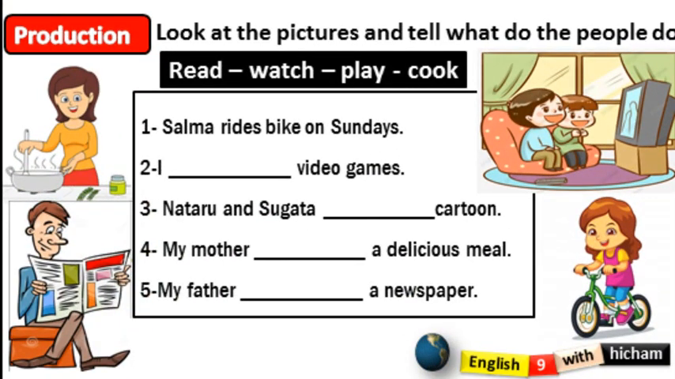Next, this is a production activity where, my friends, you have to look at the pictures and tell what the people do. You have these four verbs: read, watch, play, and cook. So let's do it. You have some wait time. I'm going to give you two minutes, and you have to work it out. The first one is done for you. Selma rides a bike on Sundays, and you have to do the other ones.